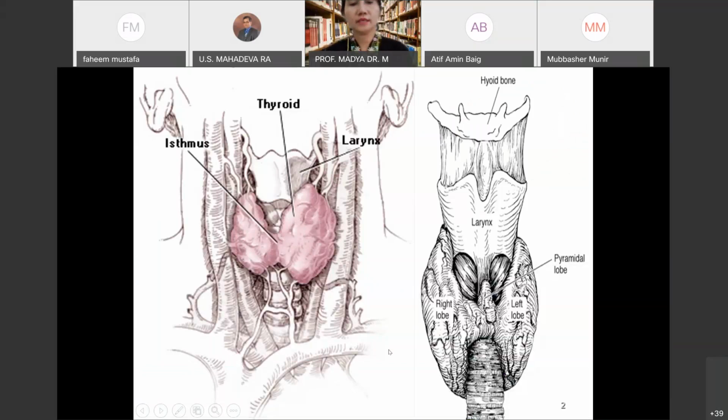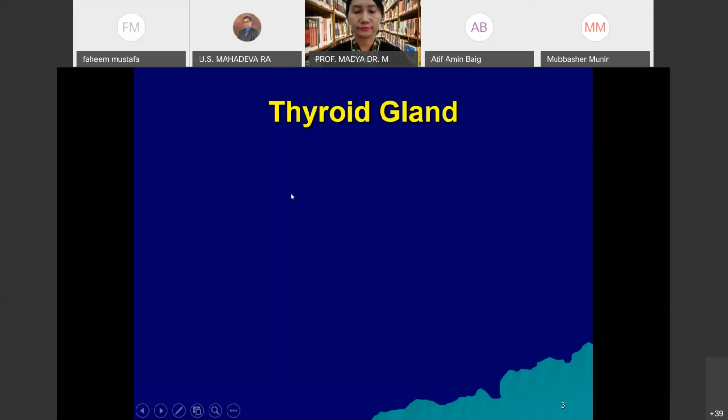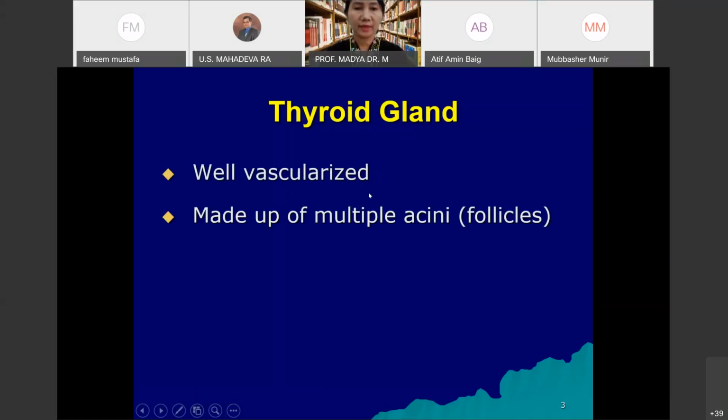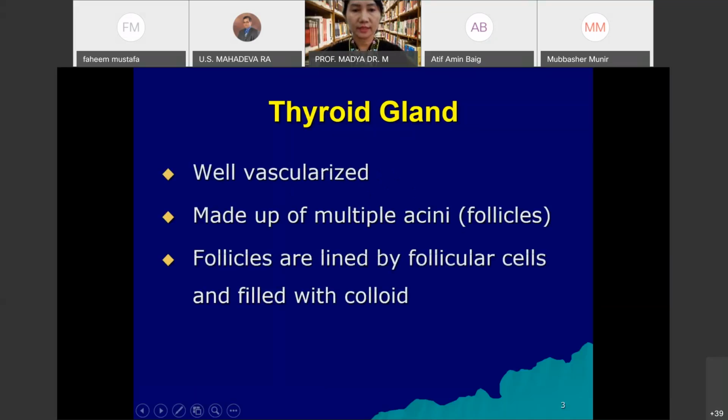The picture shows the anatomical structure and position of the thyroid gland. It is placed in front of the neck, a butterfly shape below the cartilage of the larynx. The thyroid gland is one of the most highly vascular tissues of any organ in the body, and is made up of multiple acinar follicles lined by follicular cells and filled with colloid.